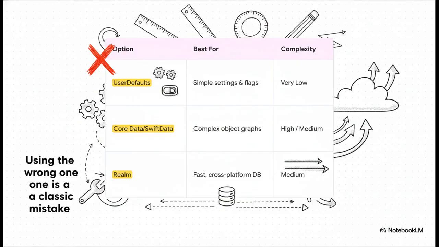Next up, storing data. Using the wrong tool here is a classic mistake. It's like using a sledgehammer to hang a picture. For tiny little things like a user's settings, use UserDefaults. It's super simple. For a complex web of your app's data, you need the big guns, like Apple's Core Data or SwiftData. Need something else? Maybe look at Realm. The point is, match the tool to the complexity of the job.